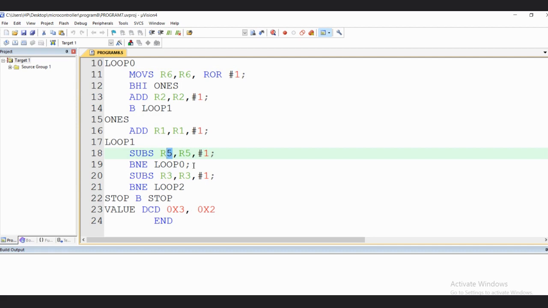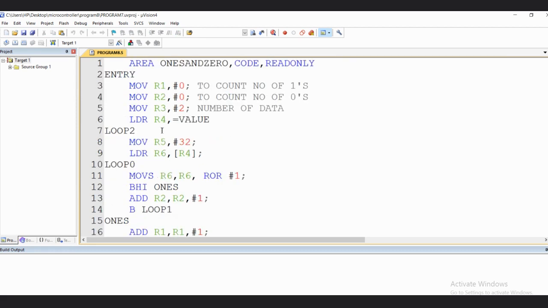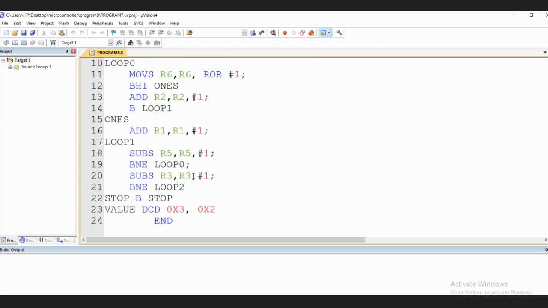If R5 is equal to 0, then it will subtract R3 by 1. We are storing in R3 the number of data items. Once one data item's zeros and ones are counted, the second data item has to be considered. Therefore we are decrementing R3 by 1.